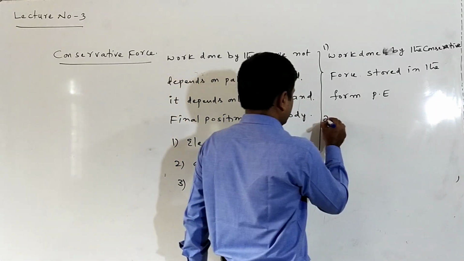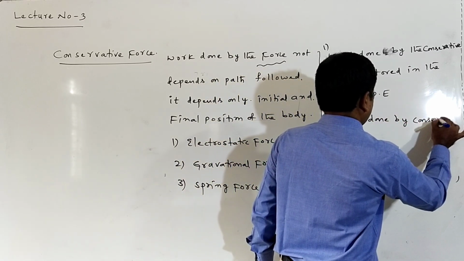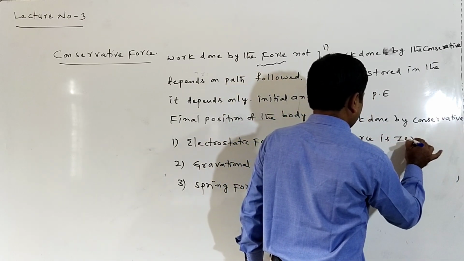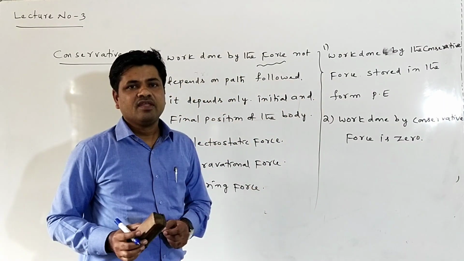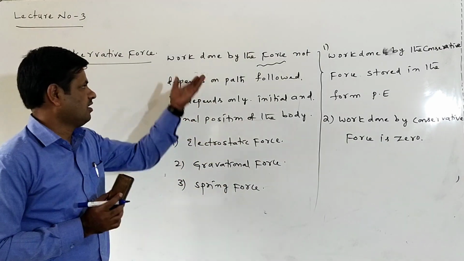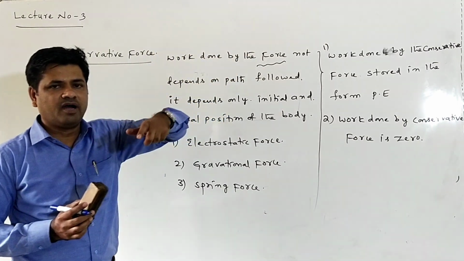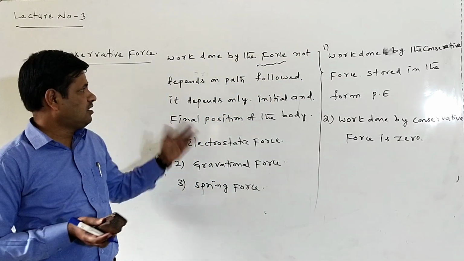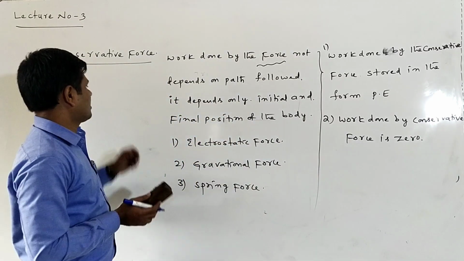Now the second point: the work done by a conservative force is 0. Why will it be 0? We will discuss here. Once again, conservative force means the force taken for doing the work does not depend on the path followed. If a body moves from an initial position to a final position, it follows some path, but it depends only on the initial and final positions of the body. That is called a conservative force.